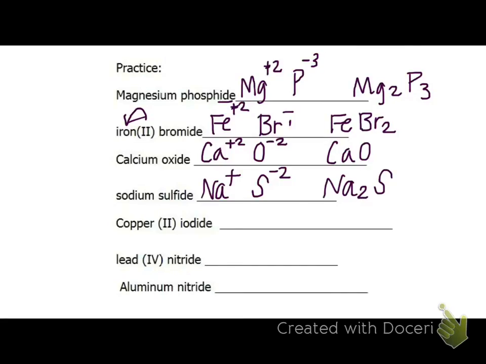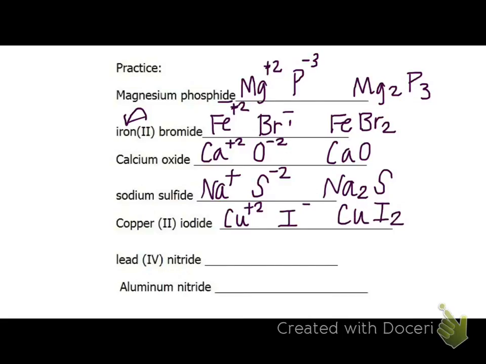Copper 2 iodide, again, that Roman numeral is telling me that copper has a plus 2 charge. And then iodide is a halogen, so it's going to be a negative 1. So in this case, I would need 2 iodide to go with 1 copper.